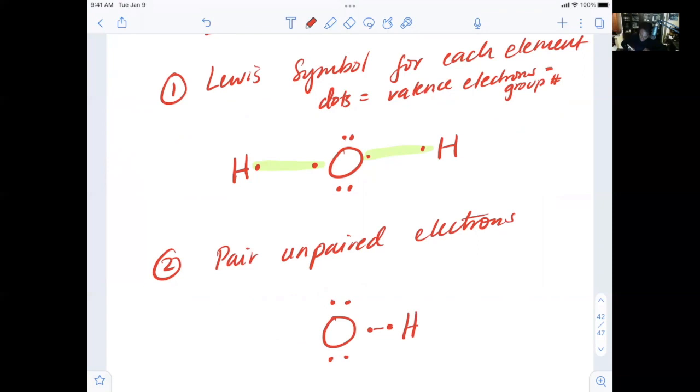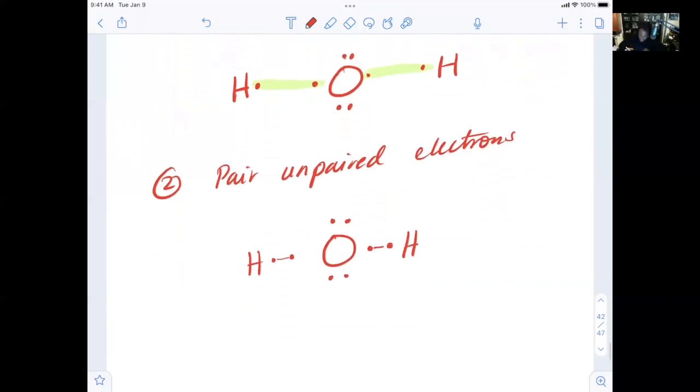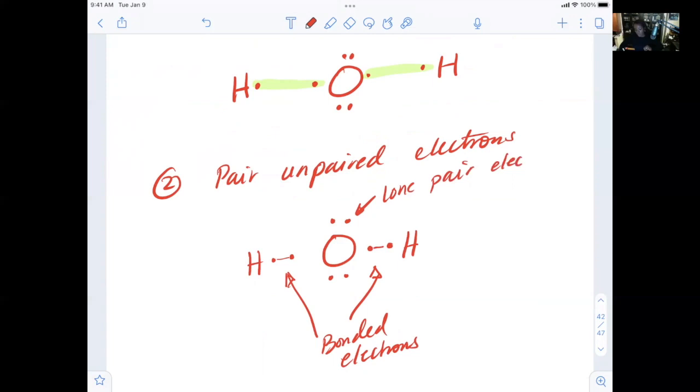Oops, not the right way to draw it. Dot. I'm trying to show you these are being shared, right? So these are going to be your bonded electrons, right? And then these ones in the middle are going to be your lone pair. They belong to oxygen alone. Lone pair electrons, okay? Yep.